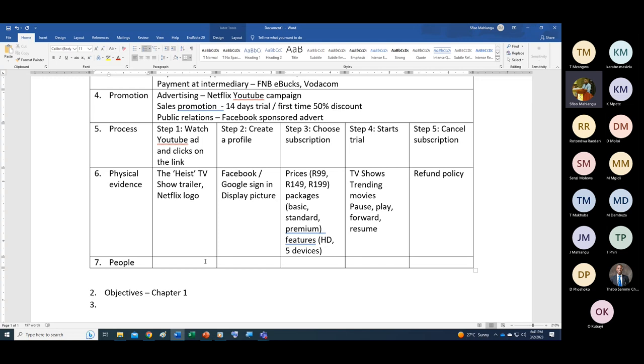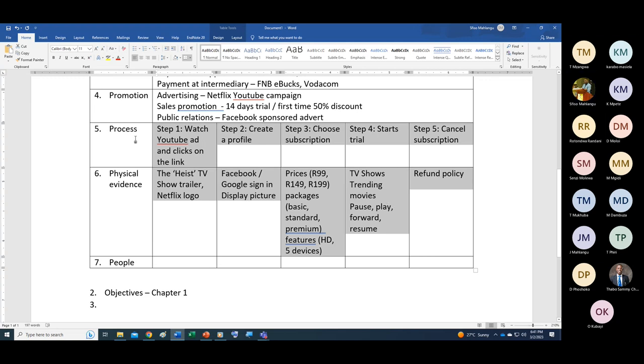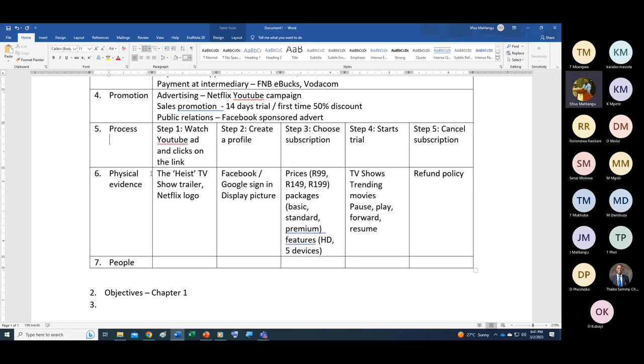And then we get the people element. So you will see with this one, you try to be creative. And you also indicate what process you are dealing with. So it could be a new customer as a process. Sometimes we can talk about troubleshooting or customer needs help.